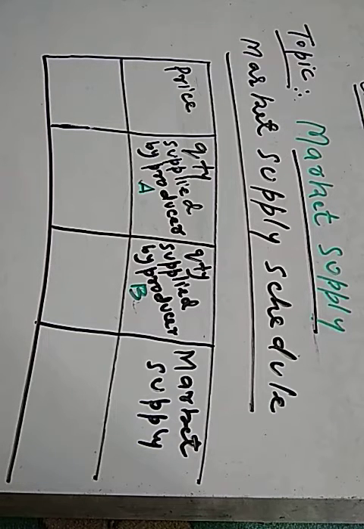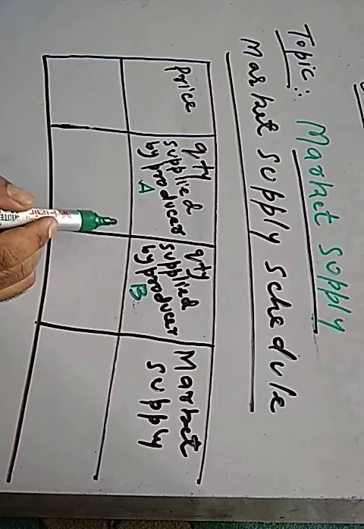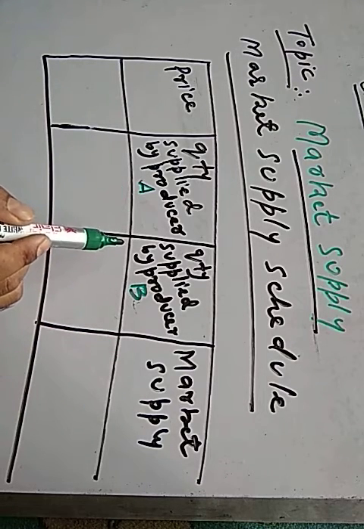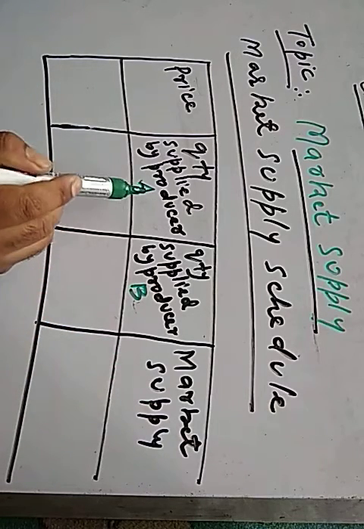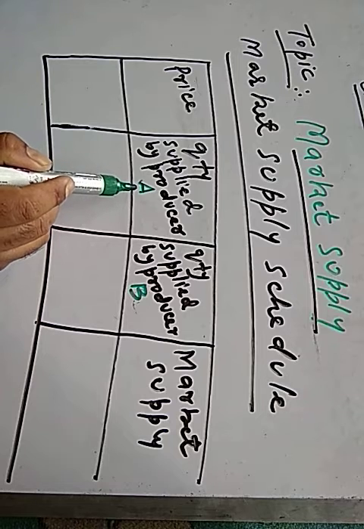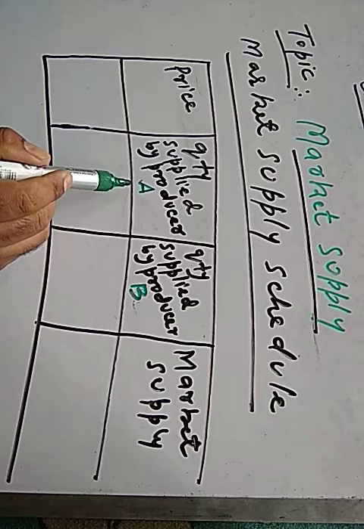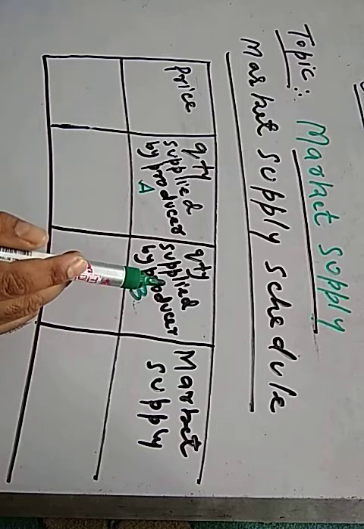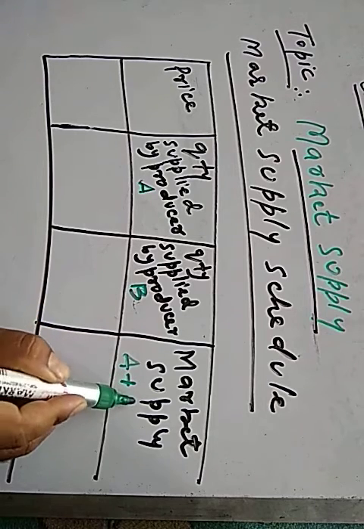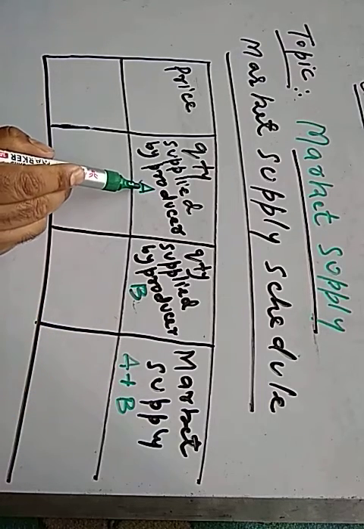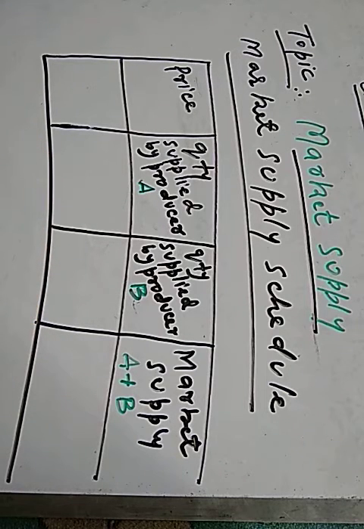And this market supply, it is the horizontal, as I have told you, it is the horizontal summation of individual supplies at a given prices. Therefore, this market supply, it is obtained by quantity supplied by producer A plus added by quantity supplied by producer B. That is market supply is summation of supply by producer A and supply by producer B.